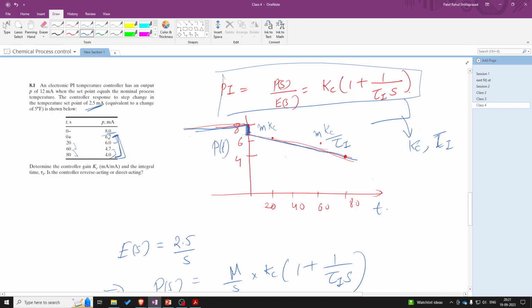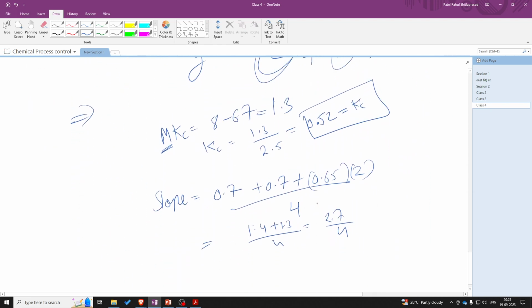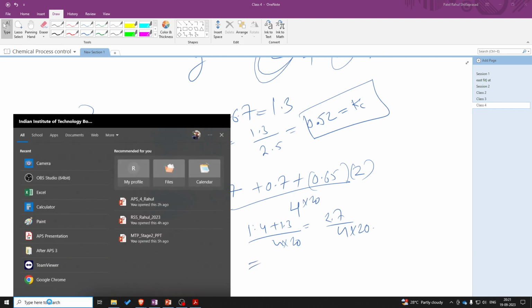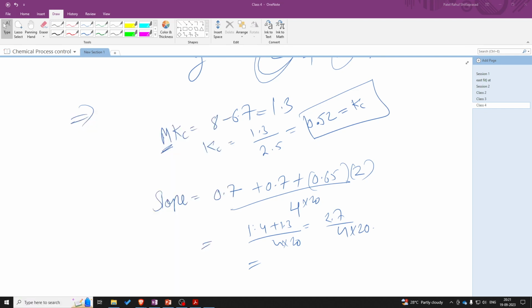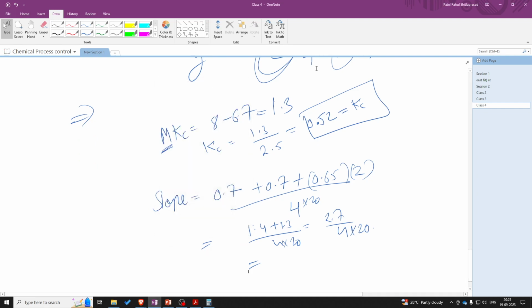The slope is basically 2.7 divided by 4, and then on the bottom we also have to divide it by the y-axis step, that is 20. So the step change was 20. So the slope will become 2.7 upon 80. Let's calculate it. So it becomes 0.3375.